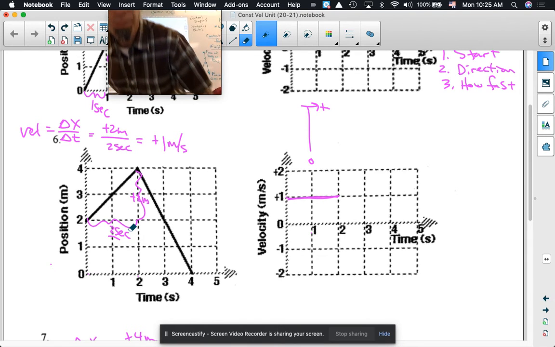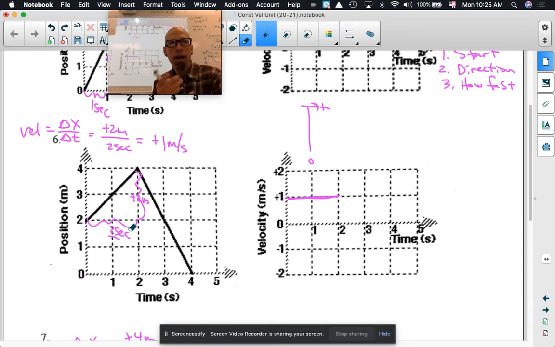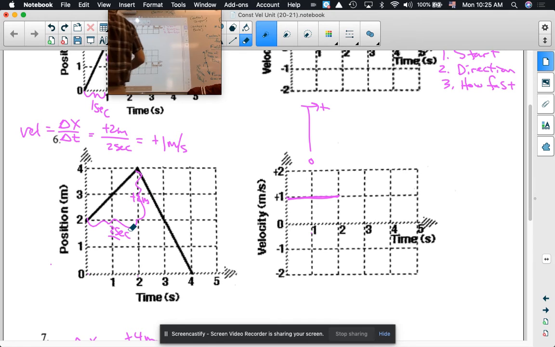You see what I'm doing there? I find the slope. I translate that into the VT graph. Positive 1 slope for 2 seconds. The next section. Now, instead of going up, my slope is actually going down. So now I have not a rise, I have a fall. I have negative 4 meters. It went down from 4 to 0. That is a 4 meter drop, okay? 4 meter drop. That's a negative 4 meter change.